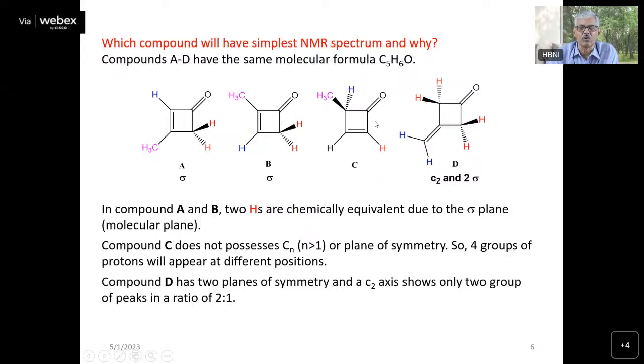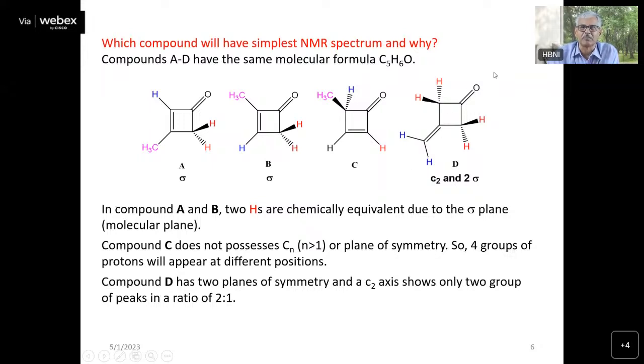So all these protons, this methyl group, this hydrogen, this hydrogen, this hydrogen, will come in separate, different positions. Now, these are the same molecular formula, but this molecule has much more symmetry. There is one C2 axis, passing through this carbon, this carbon, this carbon, and the oxygen.